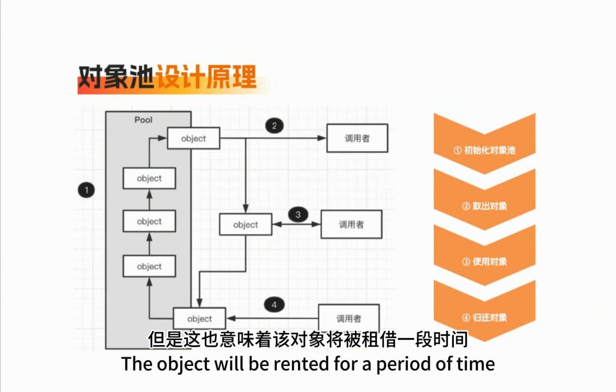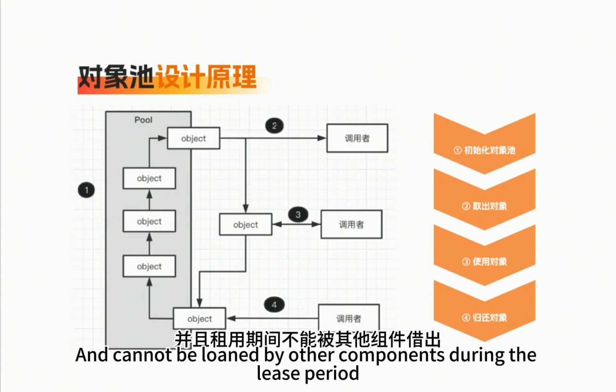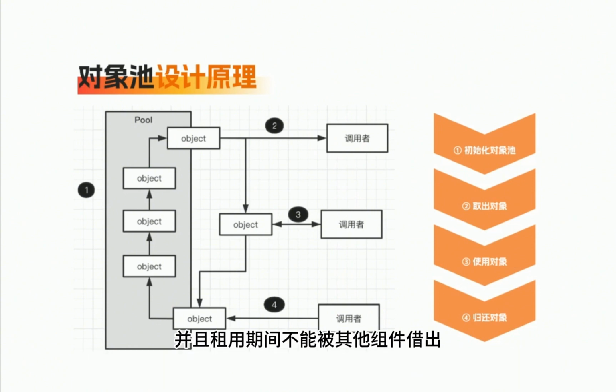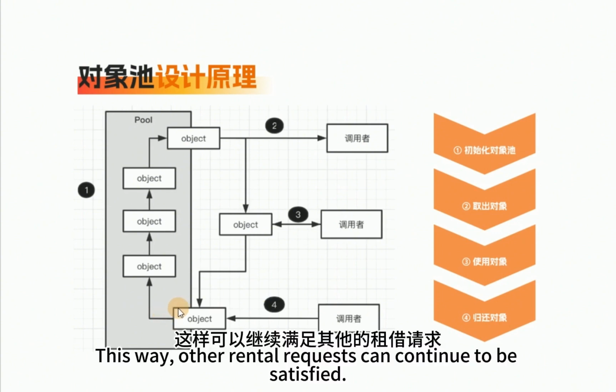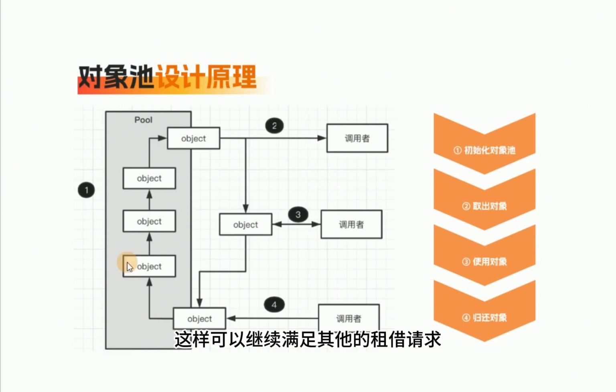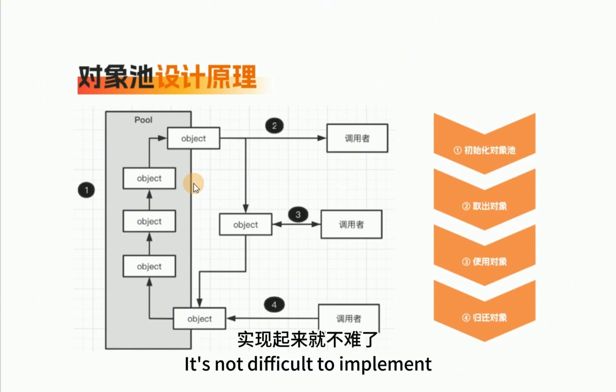But it also means that the object will be rented for a period of time and cannot be loaned by other components during the lease period. The fourth step is to return, that is, the return of the loaned object. This way, other rental requests can continue to be satisfied. As long as you understand the design principle of the object pool, it's not difficult to implement.